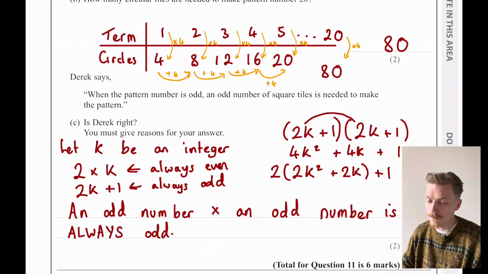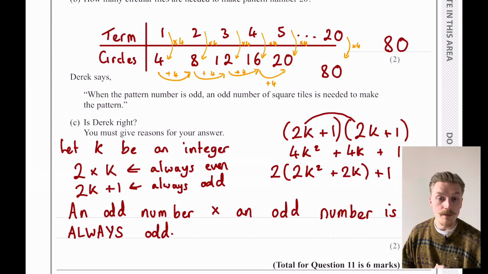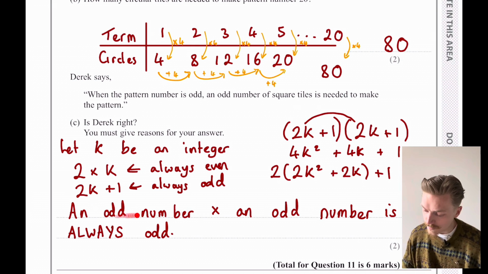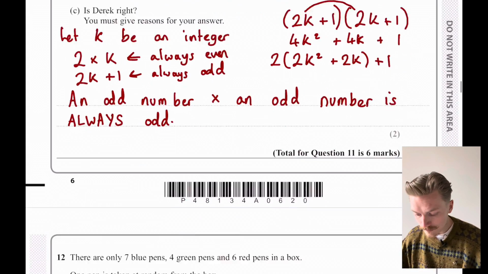This has actually proved an odd number times itself, so squared, is always odd, which is also part of the proof. Now you do not need that for this. That was a big tangent. We just need to state this rule that an odd number multiplied by an odd number is always an odd number. Right, so let's move on.